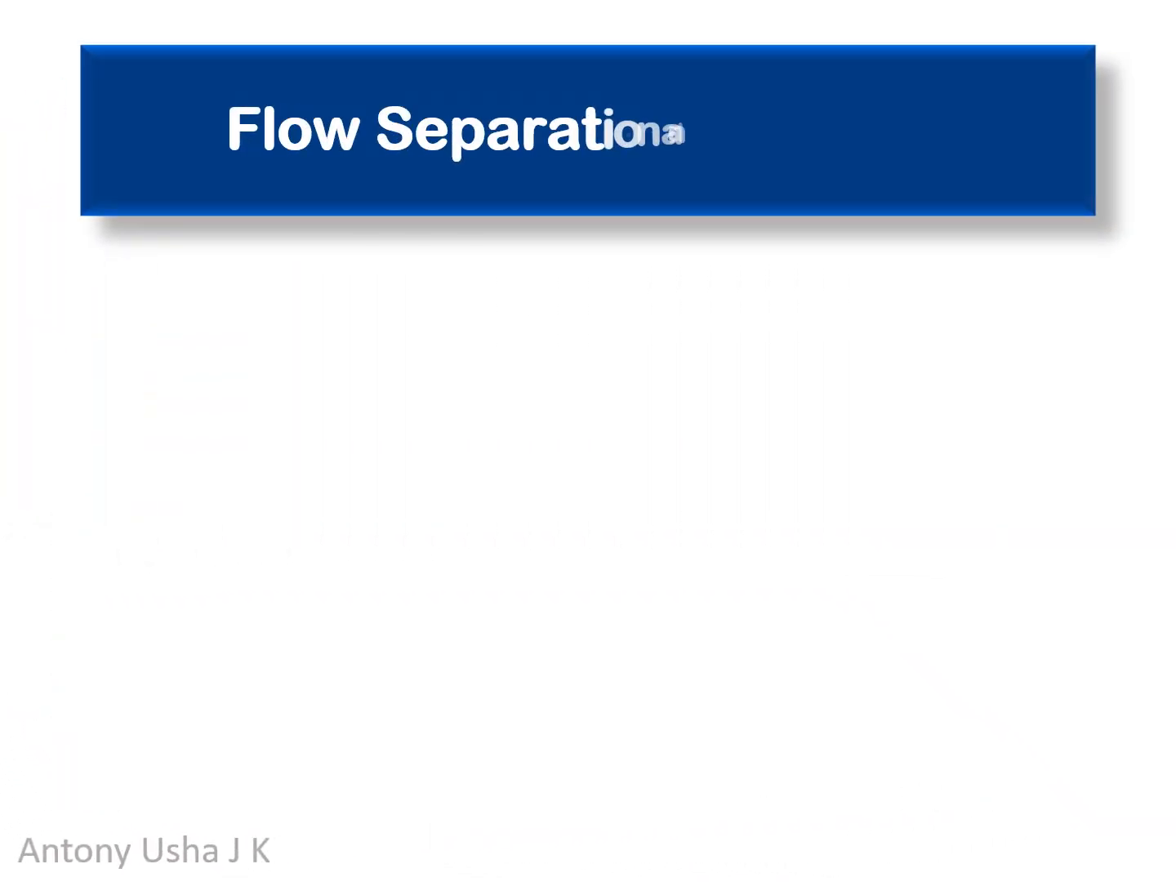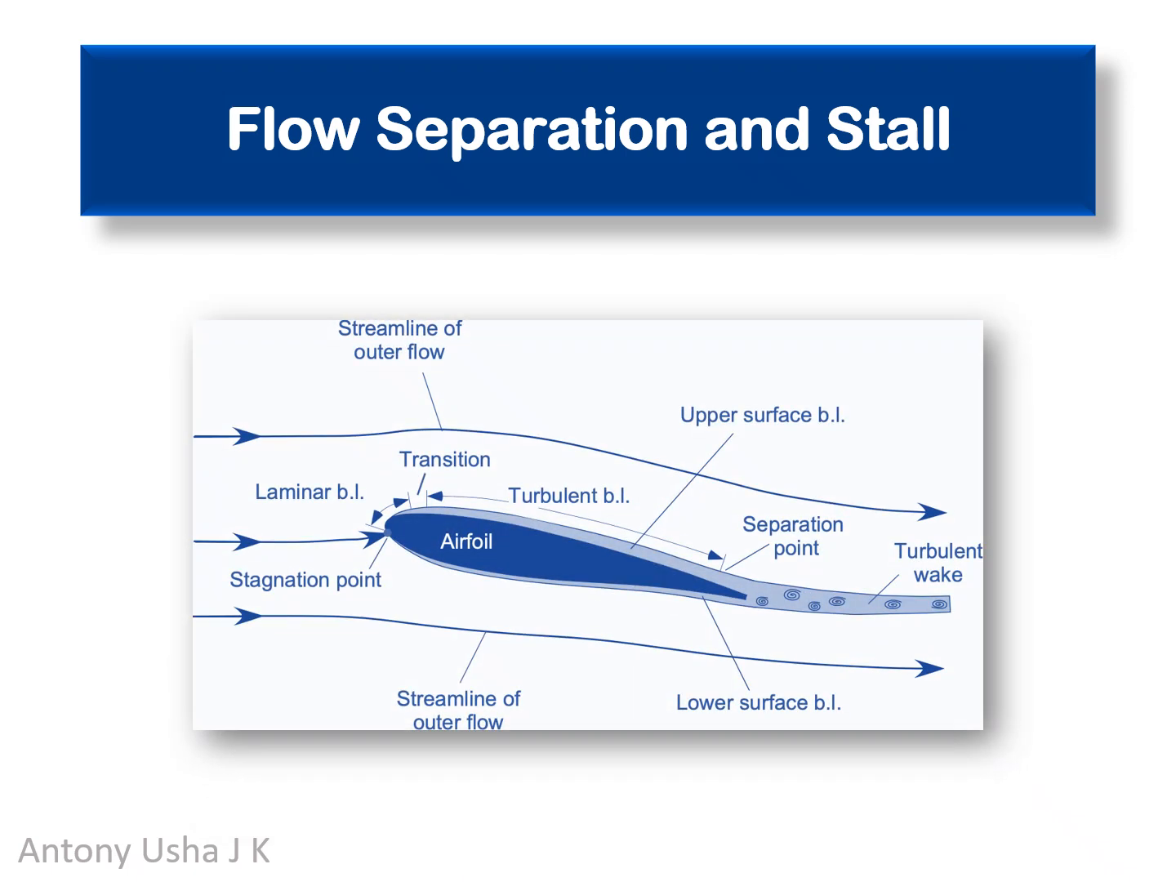Flow separation and stall. This diagram explains flow separation over an airfoil, a key factor in understanding aerodynamic stall. At the front of the airfoil, the air meets the surface at the stagnation point, where the flow velocity is zero. As the air moves along the surface, it first experiences a laminar boundary layer, which is smooth and orderly. Further downstream, this laminar flow transitions into a turbulent boundary layer, which has more energy and can resist separation longer.